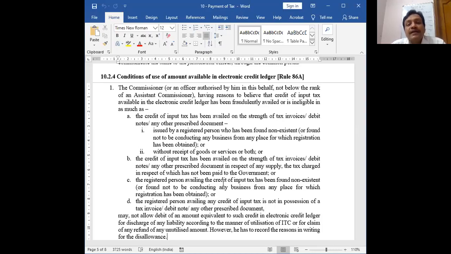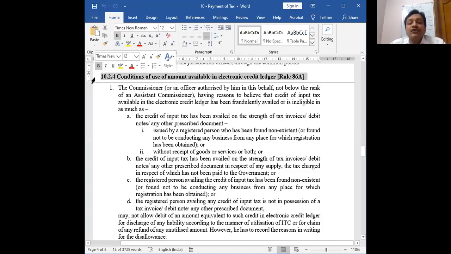So very recently, a new rule was inserted, Rule 86A, and what it says: conditions of use of amount available in electronic credit ledger. Because electronic credit ledger is self-assessed. Whatever you say, government accepts it. It is self-assessed ITC, input tax credit. So there have been issues in this self-assessed ITC. So this rule puts some limits and restrictions on this ITC.